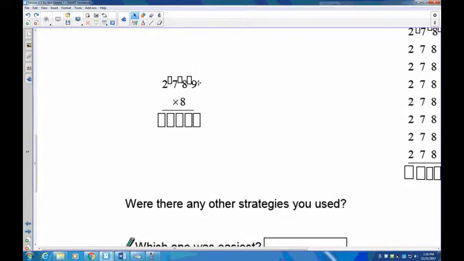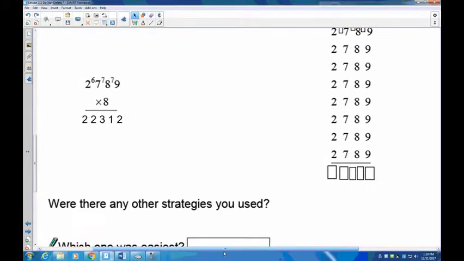Okay, so 8 times 9, that's 72. Put down the 2, carry the 7. 8 times 8 is 64. 64 and 7 gives me 71. Now, 8 times 7 is 56, and 7 gives me 63, so there's your 63. And 8 times 2 is 16, plus 6 is 22. So 8 times 2,789 is 22,312.